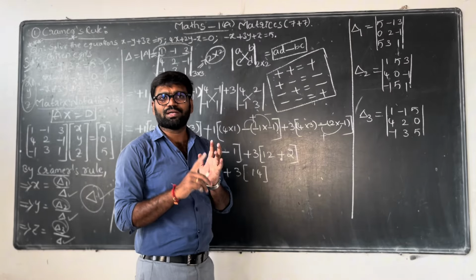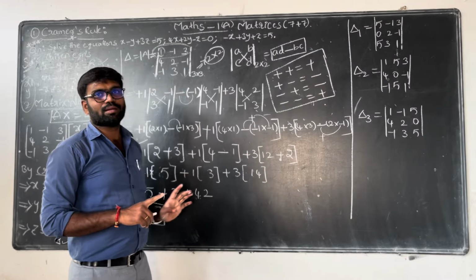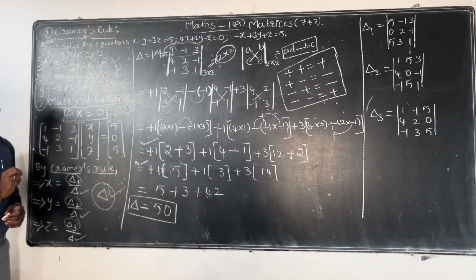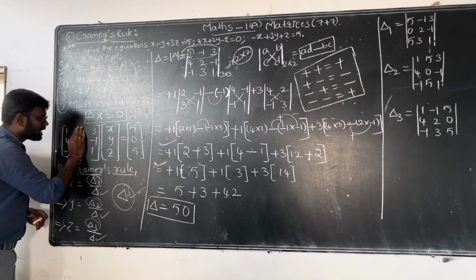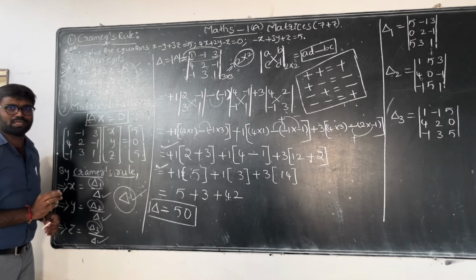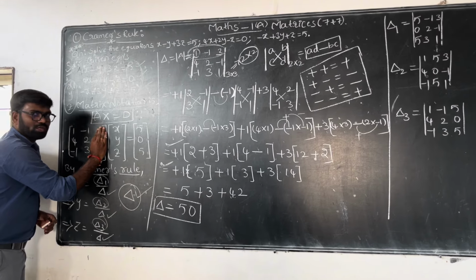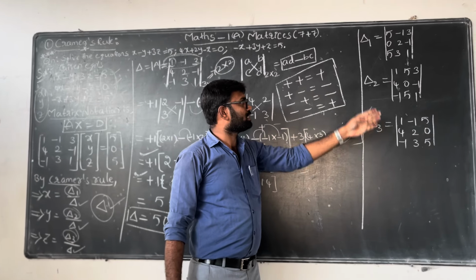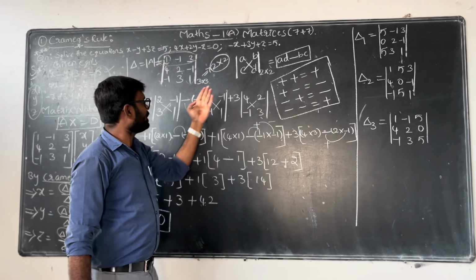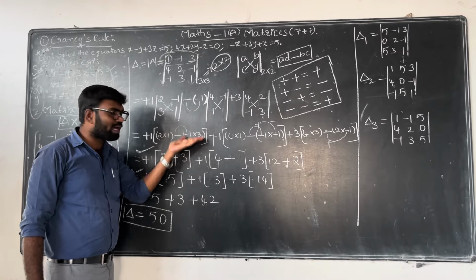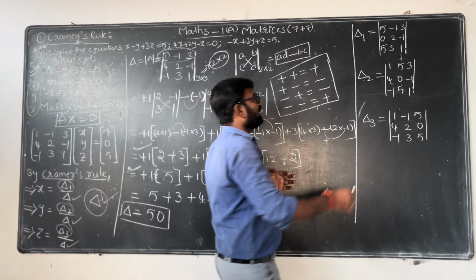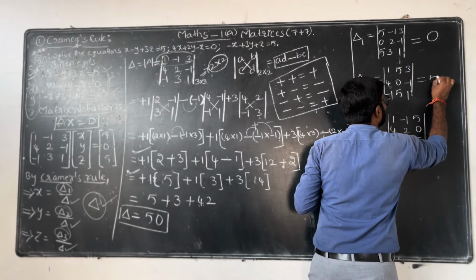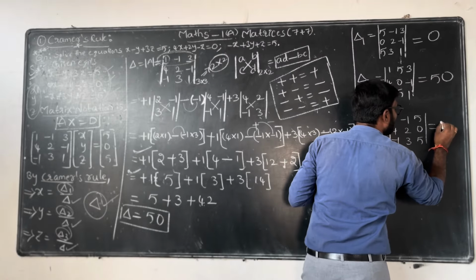How to write the delta 1, delta 2, delta 3 matrix? Delta 1 means you need to remove the first column, then add the constant matrix. Delta 2, you need to remove the second column, add the constant matrix. Delta 3, remove the third column, add the constant matrix. Then you will get a 3 by 3 matrix. Then convert these 3 matrices into 2 by 2 matrices, then apply the same procedure. Here you will get delta 1 value is 0, delta 2 value is 50, delta 3 value is 100.